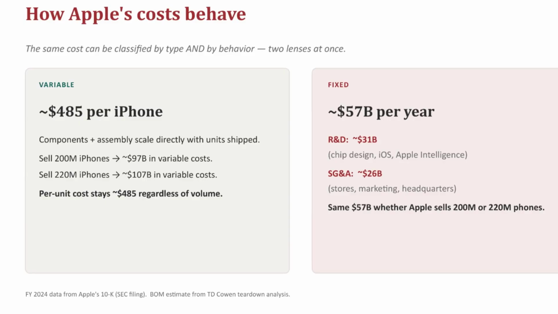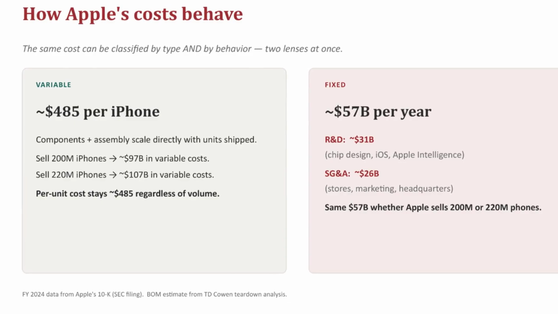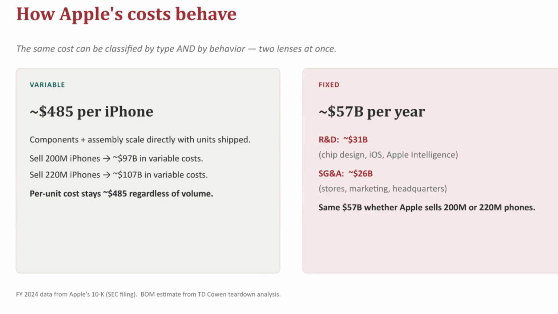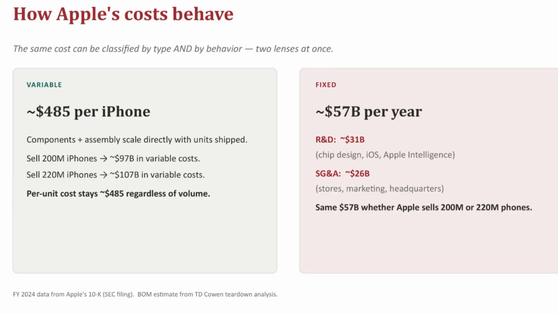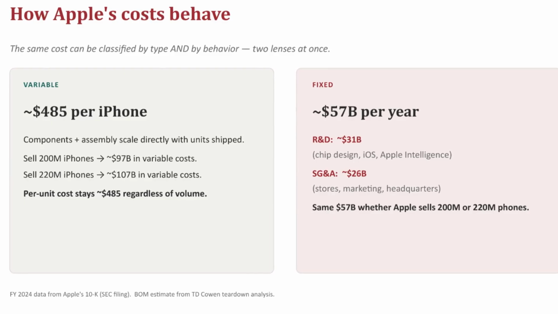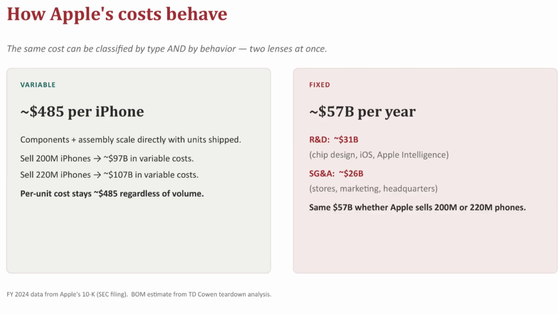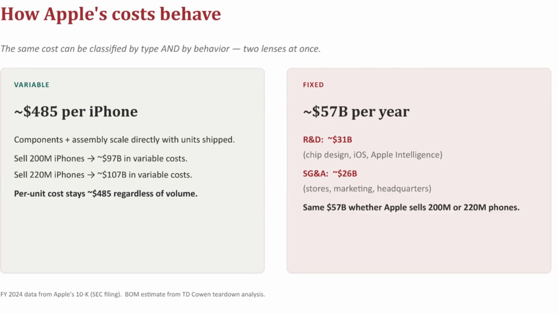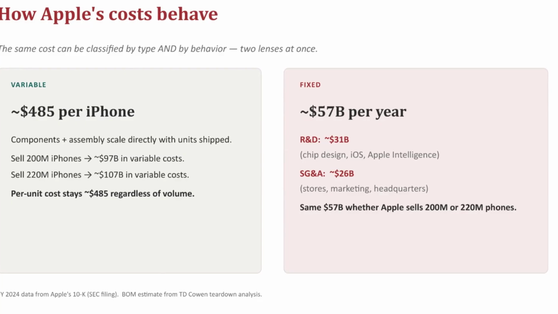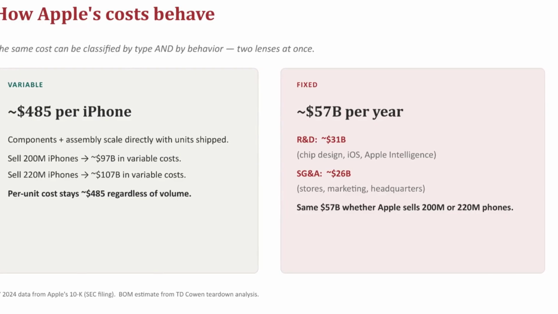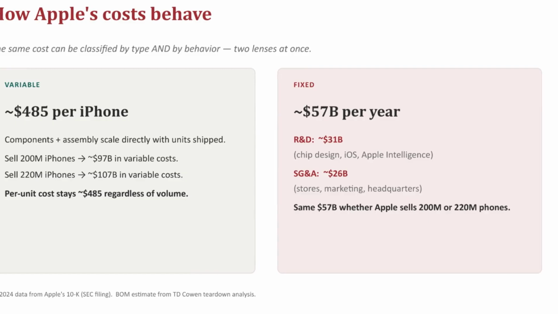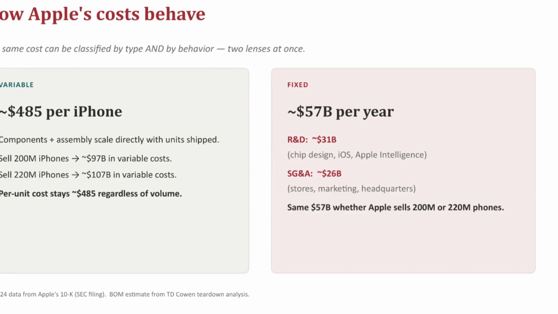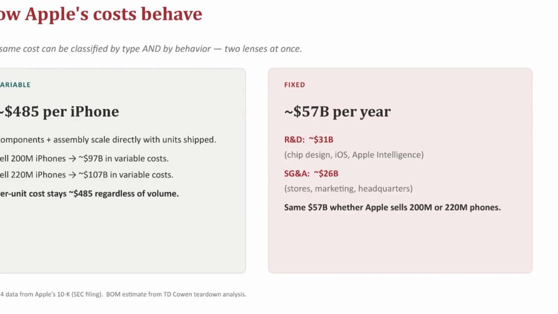Now look at the second lens: cost behavior. Apple's variable cost is about $485 per iPhone because components and assembly rise with each unit shipped. Sell 200 million phones and variable cost is about $97 billion. Sell 220 million and it rises to about $107 billion. The per unit cost stays close to $485. Fixed costs are different. Apple spends about $57 billion a year on R&D and SG&A, whether it sells 200 million iPhones or 220 million. That is why volume matters so much. Once fixed costs are covered, extra units add a lot of profit.